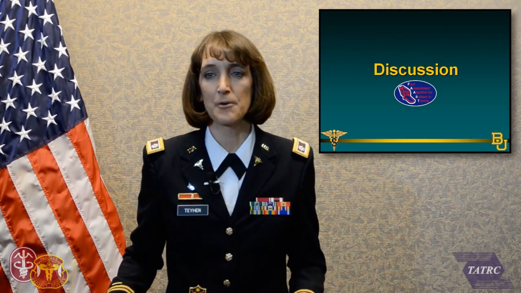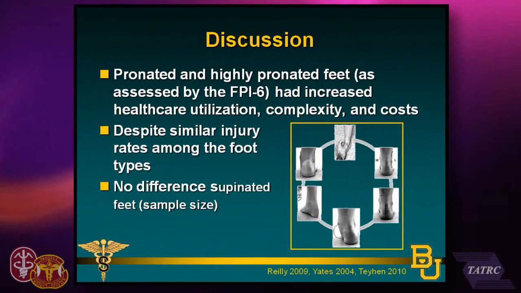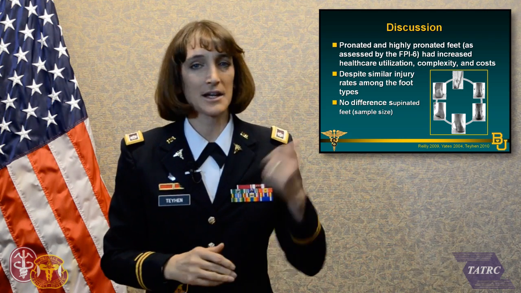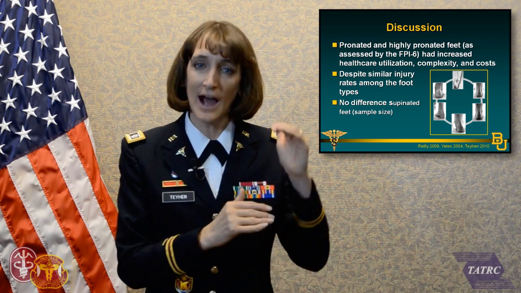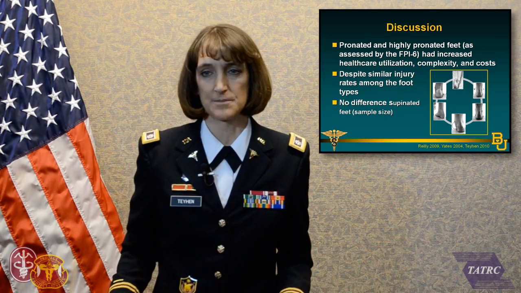So from a discussion standpoint, what does this mean? The good news is that you can quickly, in a clinical setting, look at the foot posture index, identify those that might be at high risk, and those in the highly pronated or pronated category, you can then apply risk mitigation strategies for that. The other interesting thing is that despite the fact that all these individuals had about the same injury rate across foot types, only those in the pronated and highly pronated foot types actually cost more per injury. As I noted a couple slides back, those in the supinated and highly supinated category may have cost more, but sample size limited our ability to make those judgments.